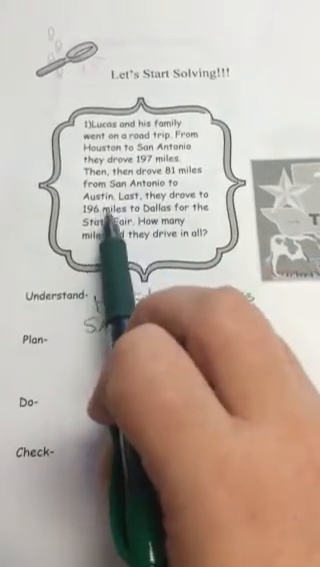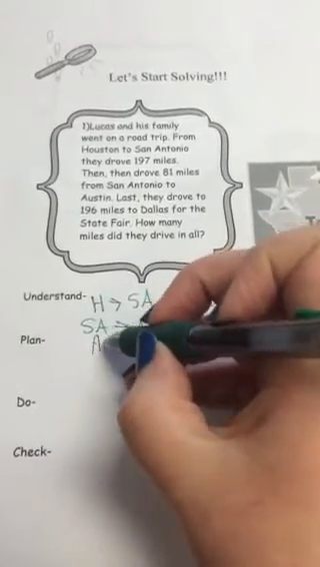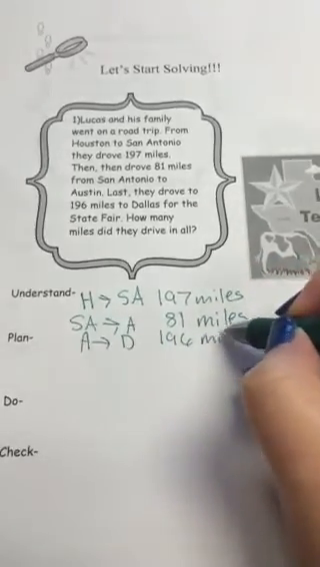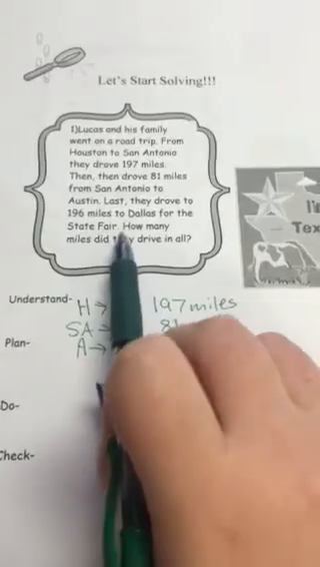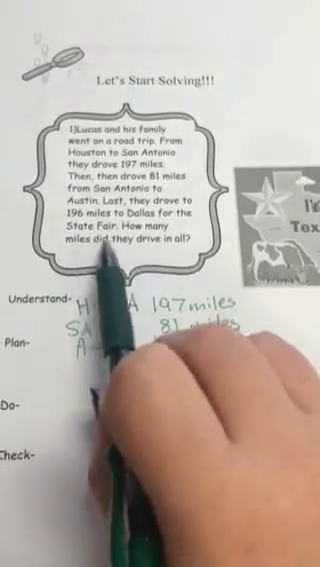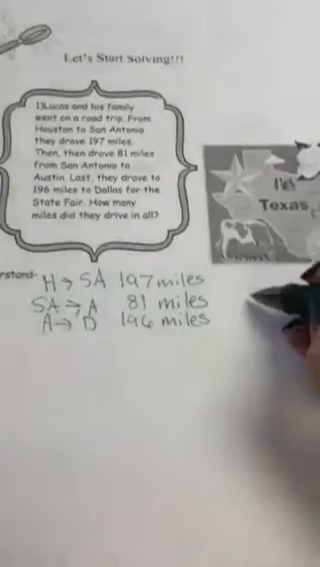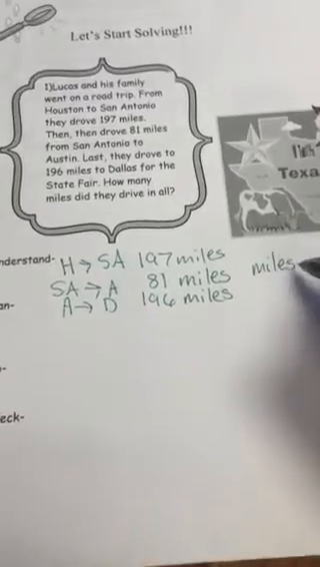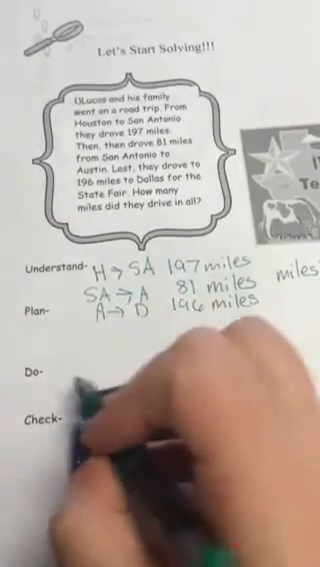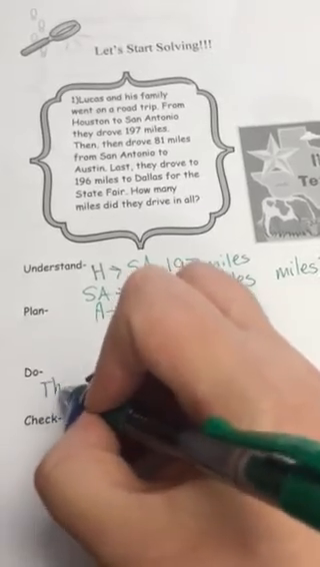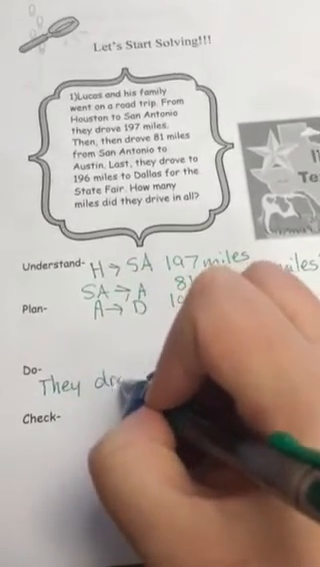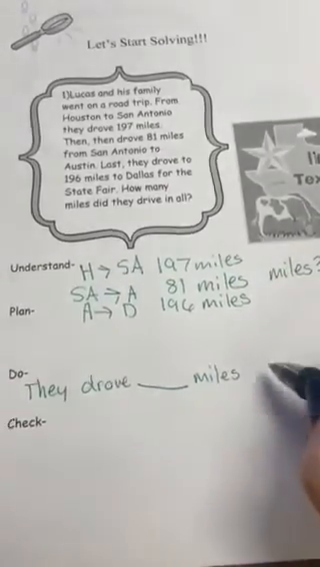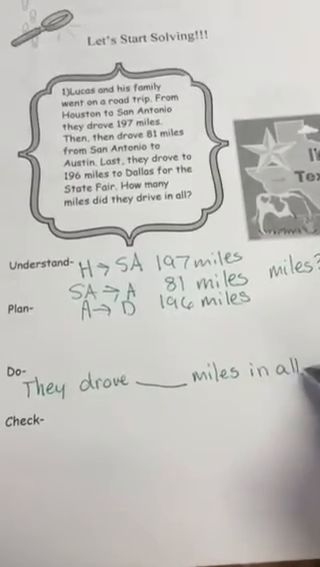Last, they drove 196 miles to Dallas. So from Austin to Dallas, they drove 196 miles. And then our question says, how many miles did they drive in all? So we want to know miles, our total number of miles. Okay, so to make a statement sentence for that, in our do box, we'll write, they drove blank miles in all. Or you could write total.